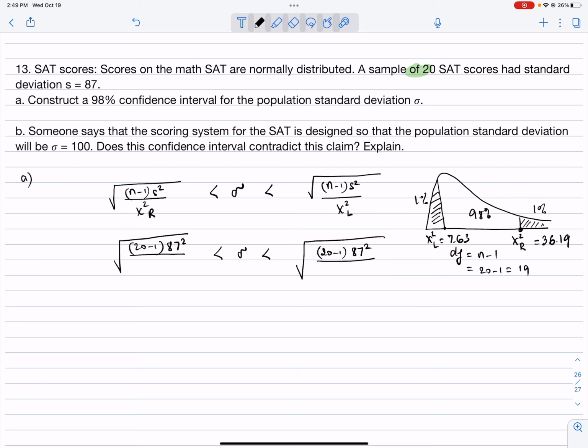Now chi square left, you will put in under the left side, which is 7.63, and don't square the number because it's already chi square. It's already squared the number for us. So 36.19. Okay, notice that we put the right here and the left in here. Now we will put them in the calculator.